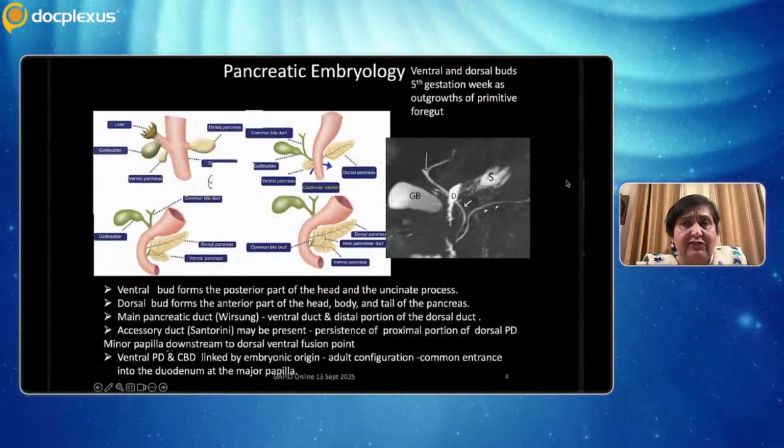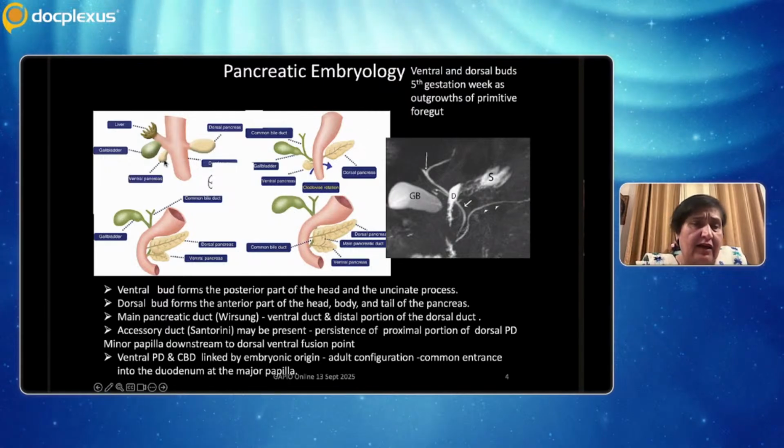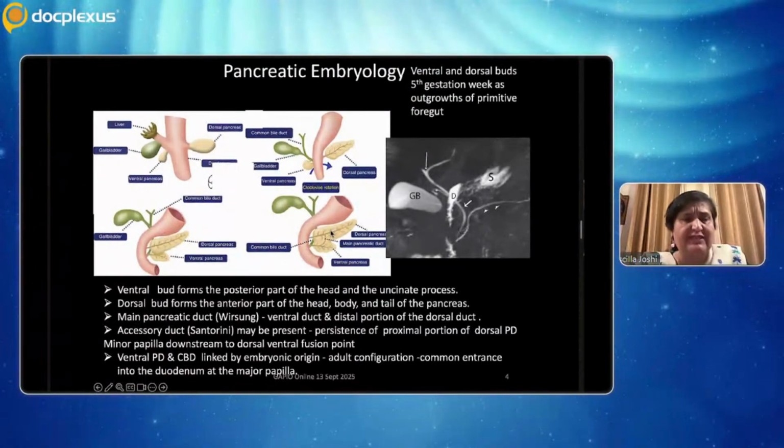How does the pancreas develop? In the 5th week of gestation, you have ventral and dorsal outgrowths of the primitive foregut. And as the duodenum distends or enlarges, the ventral bud moves in a clockwise direction and goes towards the dorsal pancreatic bud. And then both of these fuse. The ventral bud forms the posterior part of the head and the uncinate process, whereas the dorsal bud forms the anterior part of the head, body, and tail of the pancreas.